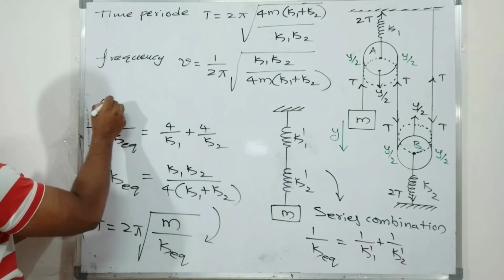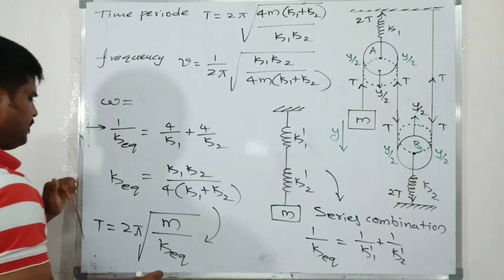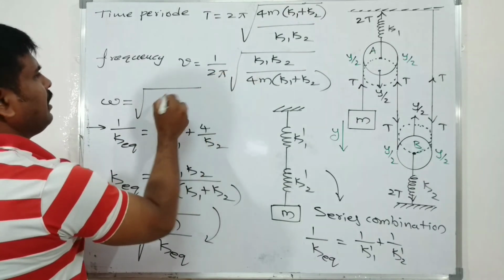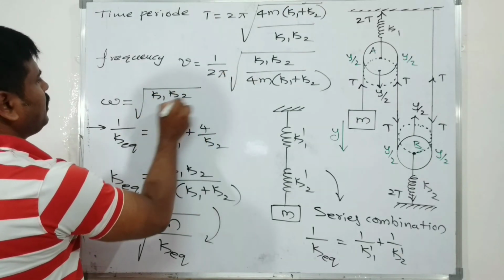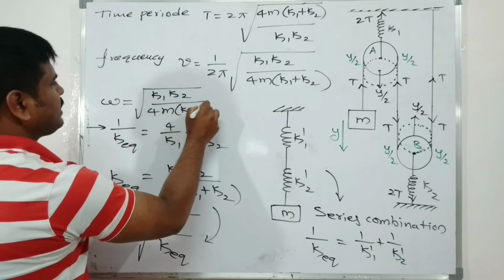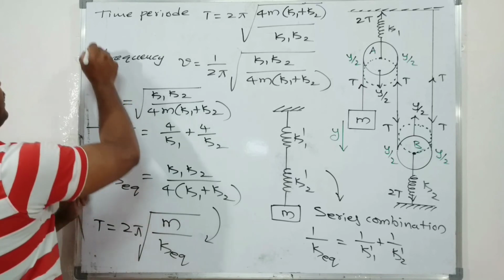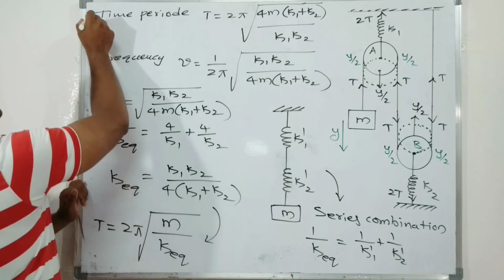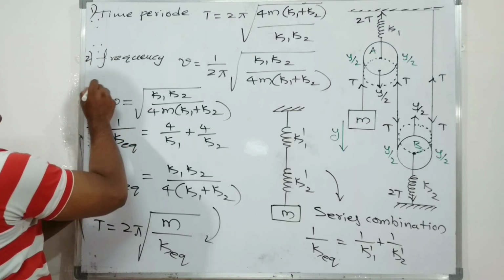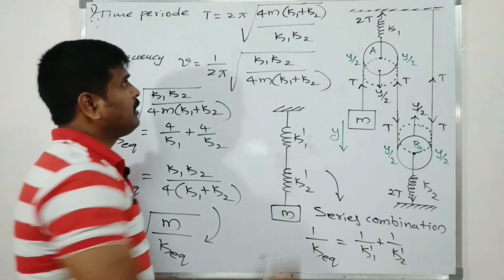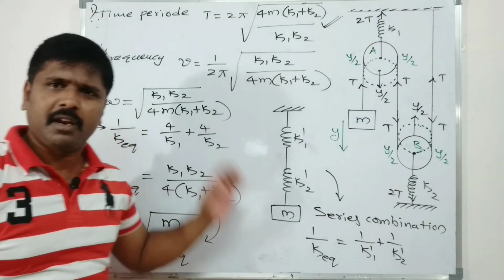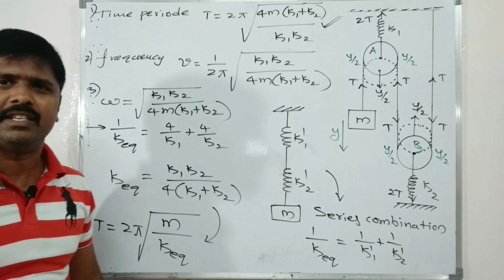What is the angular velocity? Omega is equal to root over K1 K2 divided by 4 into M into K1 plus K2. These are the important formulas for the given question. This is the first formula, this is the second formula, this is the third formula. But the question asks only the first one, though there is a chance the remaining ones are asked in competitive exams.